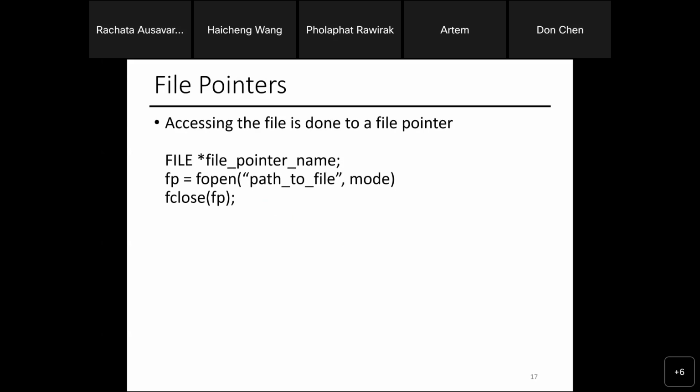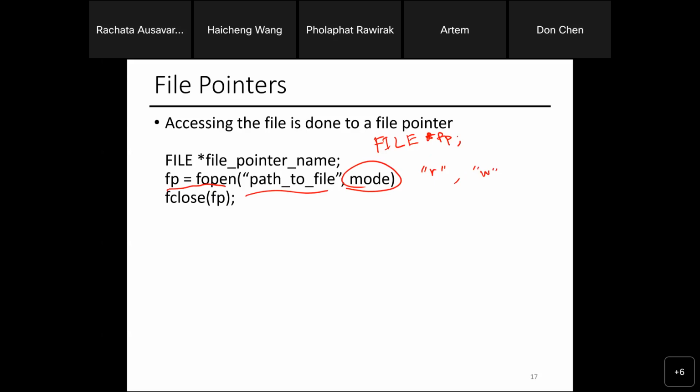This points to a file. You can use it to operate on a file, to read from or write to a file. So you can do it this way. If I want to use fp as a pointer name, I can write FILE *fp. fp now becomes a pointer that points to a file. Then I can do fp = fopen, and then I put the path to the file and the mode. The mode will be read or write. You can read from the file or write to the file.